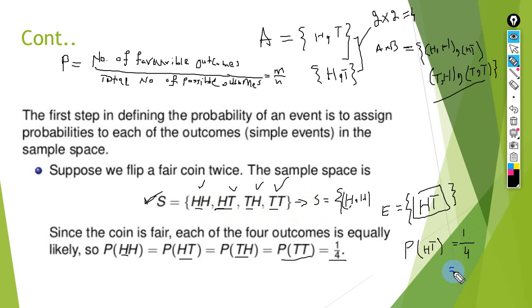So it means that when we divide 1 by 4, we have 0.25, which means 25% possibility for HT. The probability of HT is 25%, so we have a 25% possibility of this outcome or this event occurring. So we can find the probability just like this.